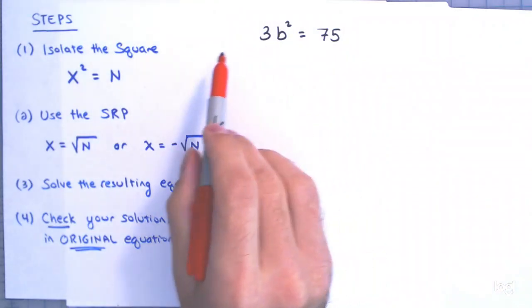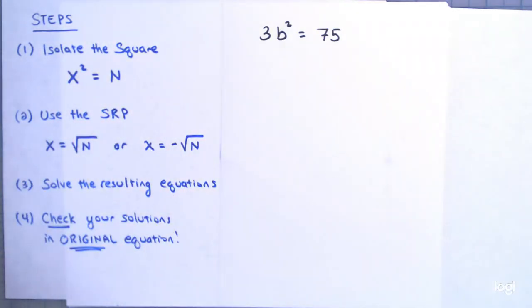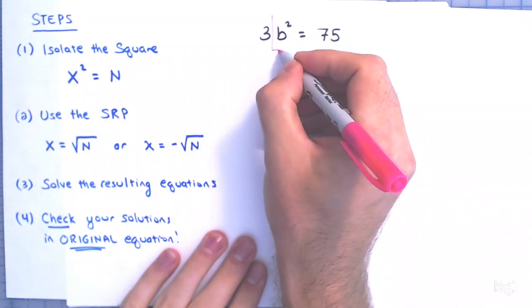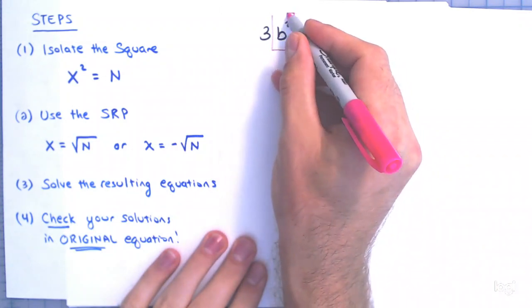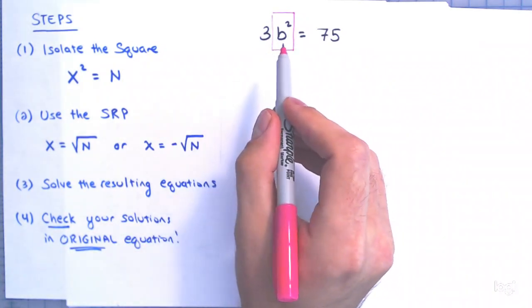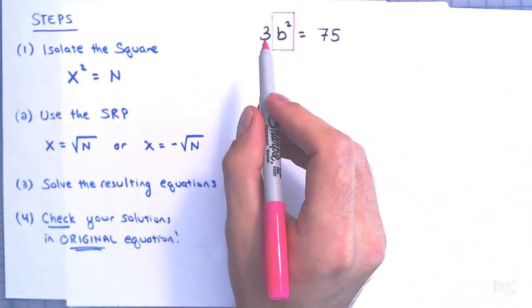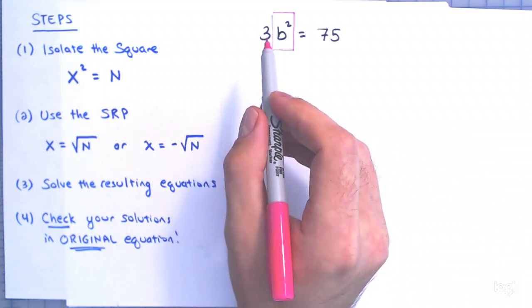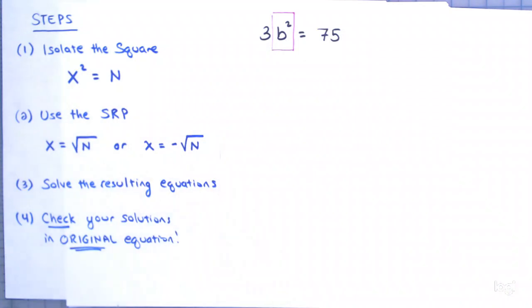All right, so the first step, I want to isolate the square. This is the square, right? The only thing being raised to the second power is the b, not the 3. If this was in parentheses, that'd be different. But the 3 is not in parentheses with the b, so 3 is to the first power. 3 is on its own, and only the b is squared.